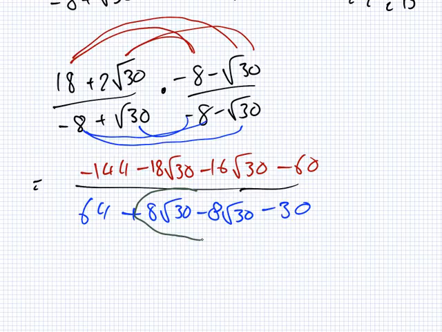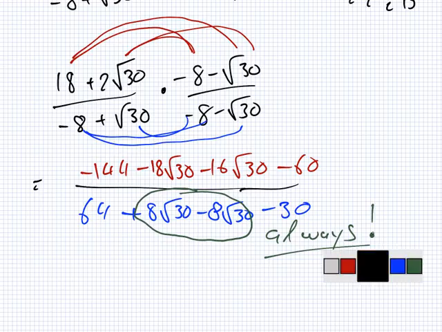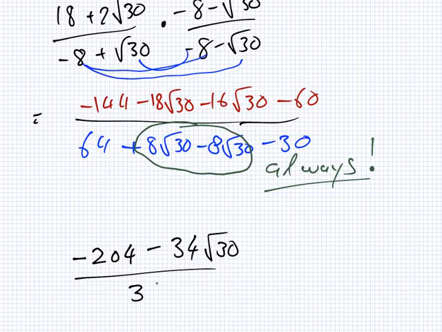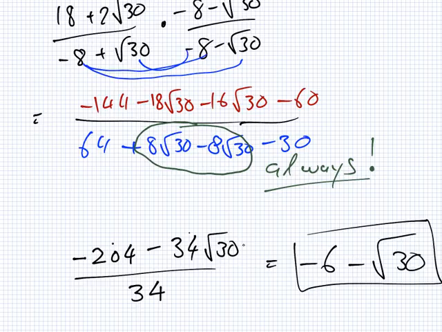Do you notice how these cancel? Yes. Yeah. This always happens. It should always happen. That's the whole reason for using the conjugate. It wasn't an accident. On the top we have minus 204 minus 34 root 30, and on the bottom we have 34. Now I think both of these can be divided by minus 34. Yes, minus 6 minus 1 root 30. And this is the answer.